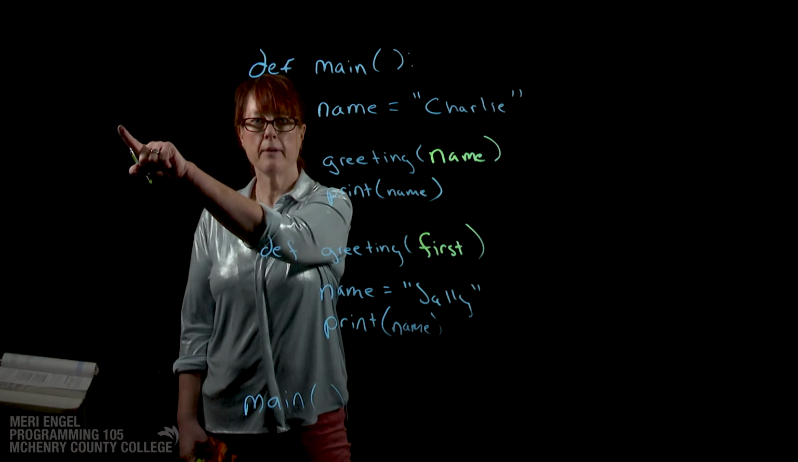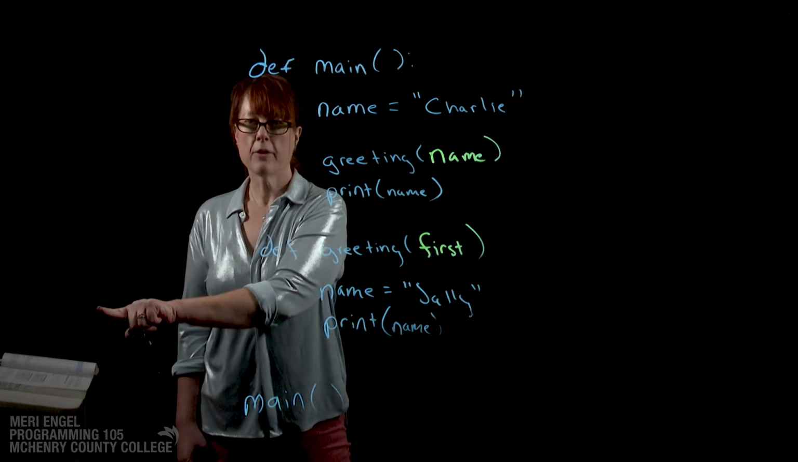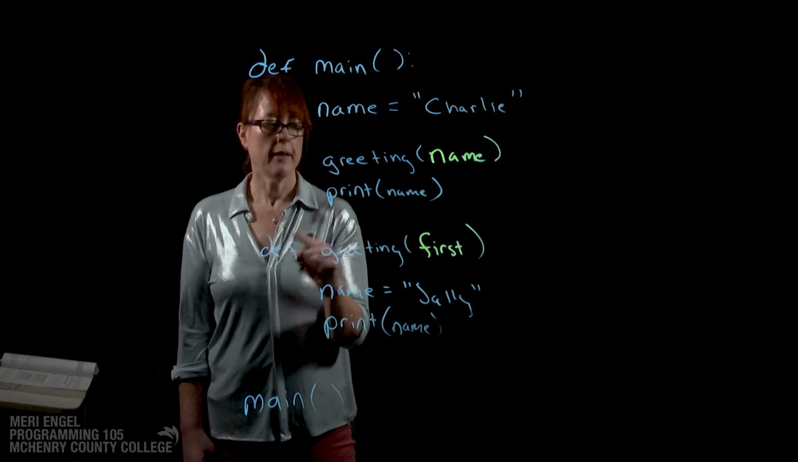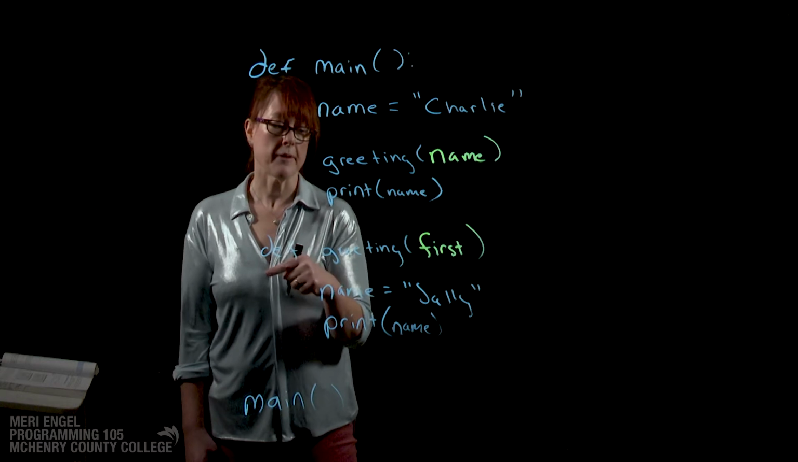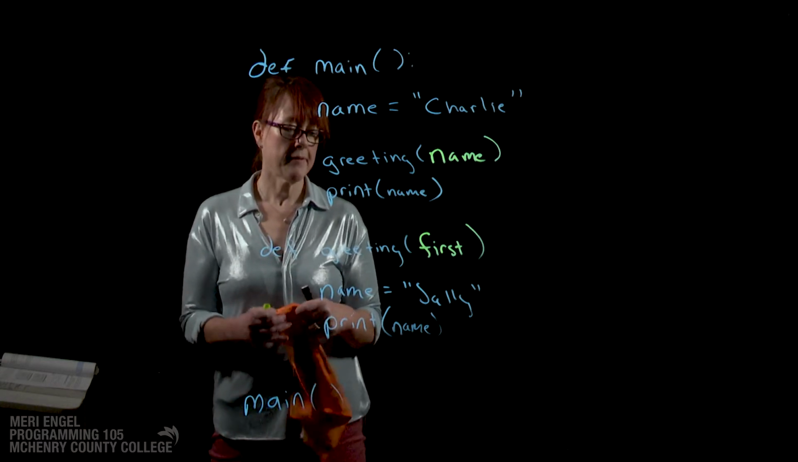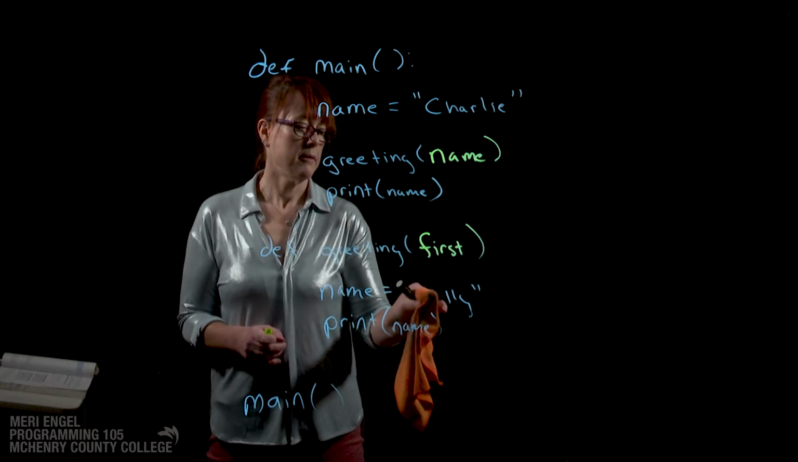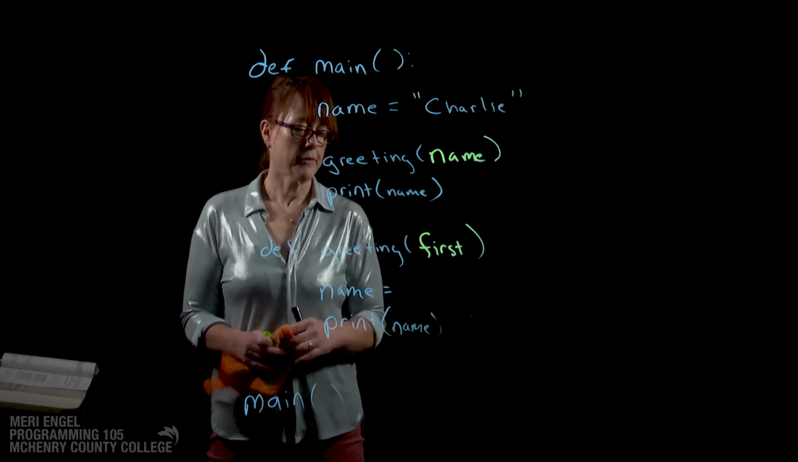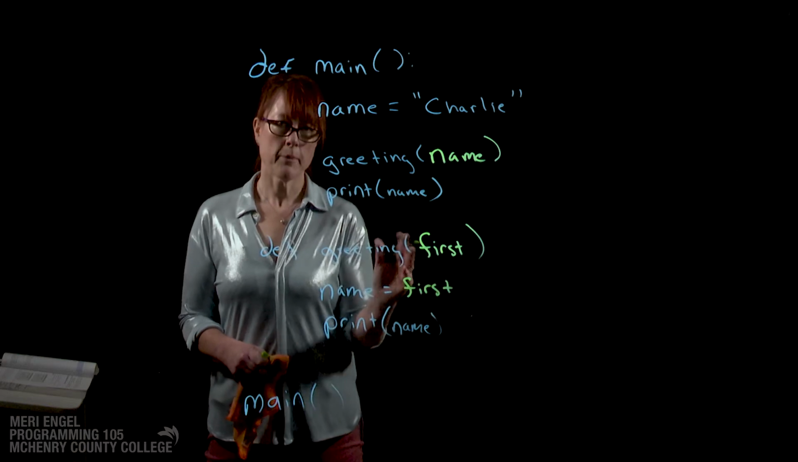There would be a name that was in scope in main, and then the copy of the name would be in scope in the greeting function. I like to have different names because I think it makes it more clear that this is a different and separate value. But you could use name, and it's still a different and separate value. So here, instead of name equaling Sally, we're going to have name equals first. And we'll show you a couple ways to simplify this.